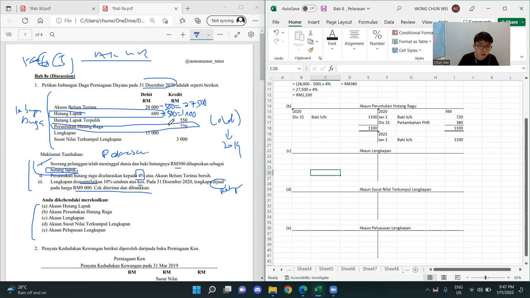So you just follow like PHR 720 is on the credit side. Here, credit side. That's why it's in the credit side. 15,000 lengkapan on the debit side. Therefore, this should be in the debit side. See it? But of course, sometimes they won't be so good to show you.